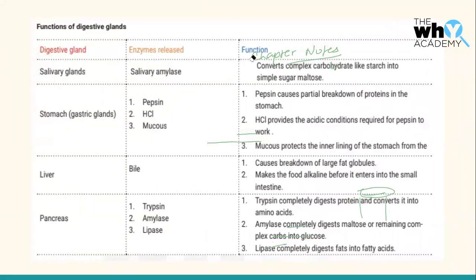Okay. Then we were discussing the enzymes and where the digestive glands release them from. I was telling you that there are four main ones you need to remember: salivary glands, stomach or gastric glands. Always remember gastric refers to stomach. Anything you read anywhere that says gastric is always relating to the stomach. And liver and pancreas.